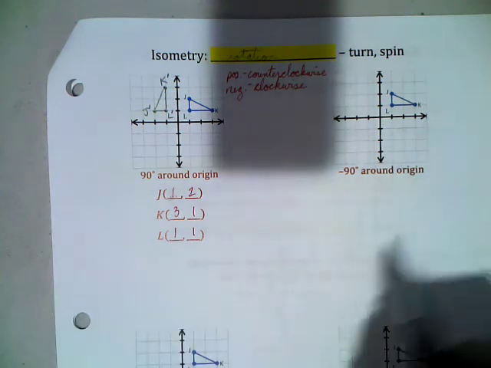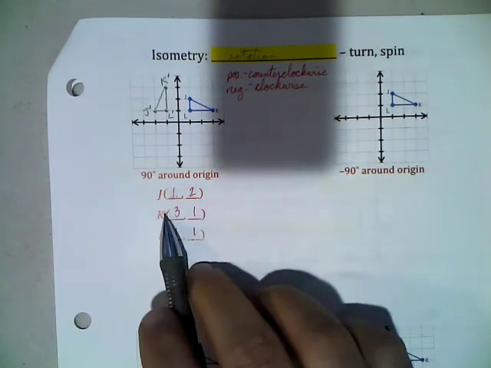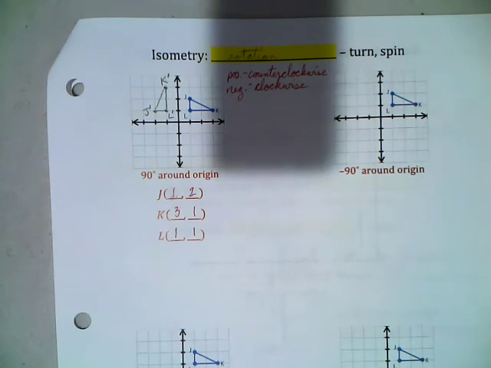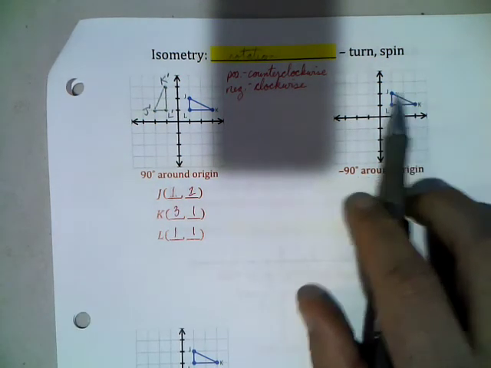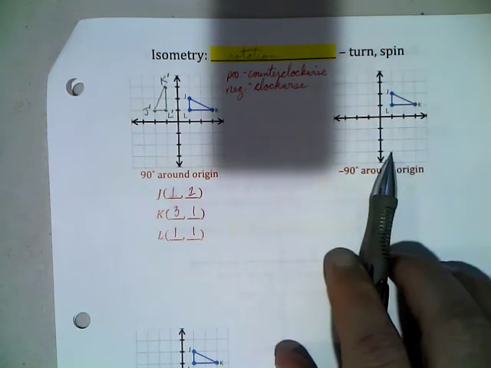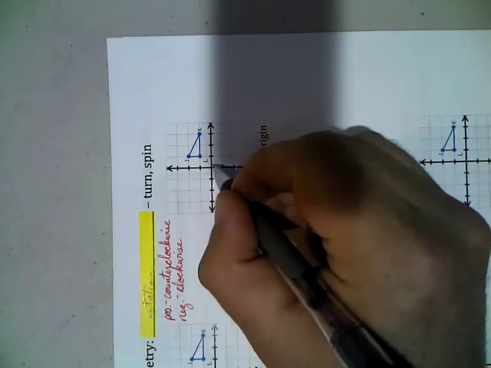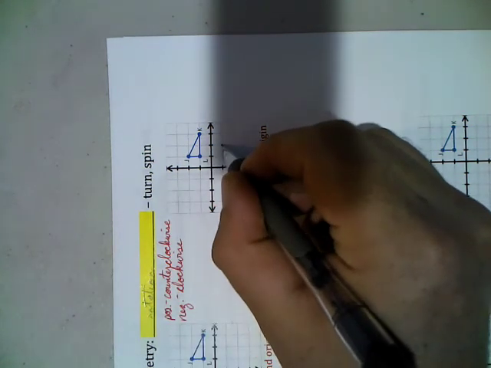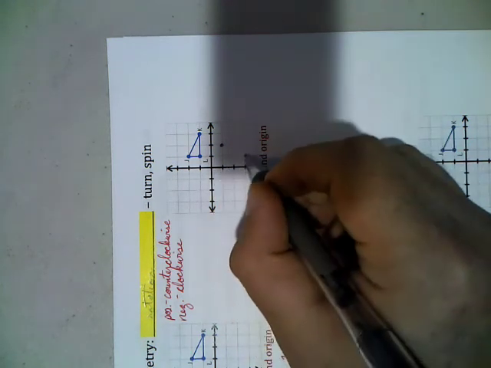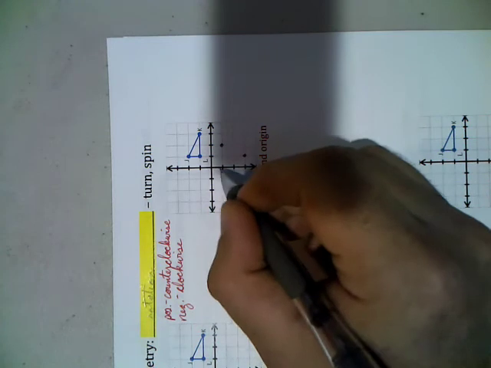Over here, we can reuse the same points because it's the same triangle. A negative 90 degrees around the origin is going to take us clockwise, from the first quadrant down to the fourth quadrant. So I'm going to turn my paper so that the fourth quadrant looks like it has become the first quadrant. And then we're going to plot those points again. In my new position, I'm going to plot my new (1, 2), my new (3, 1), and then my new (1, 1).